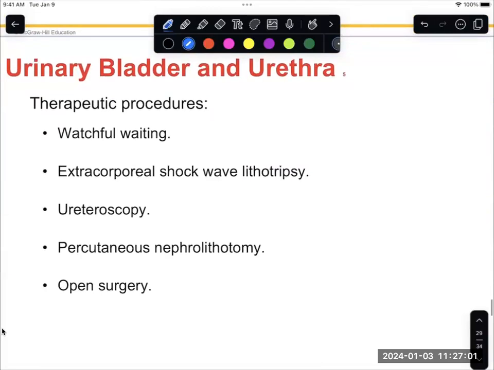Some of the different procedures: watchful waiting, pain medications to help relieve symptoms. We do this with kidney stones because we can hope that that stone can be passed on its own. If it cannot be passed on its own, there's extracorporeal shock wave lithotripsy, using those shock waves to help break apart that stone into smaller pieces so it can be passed easier.